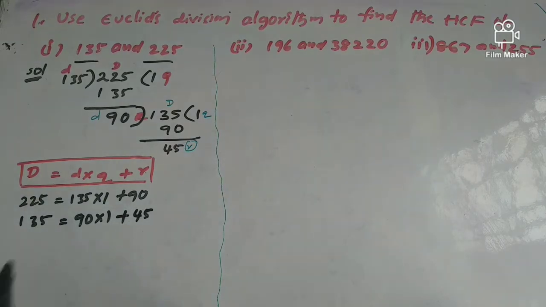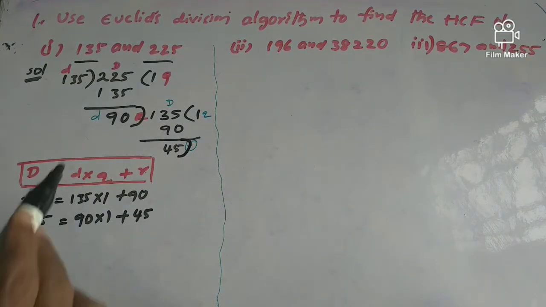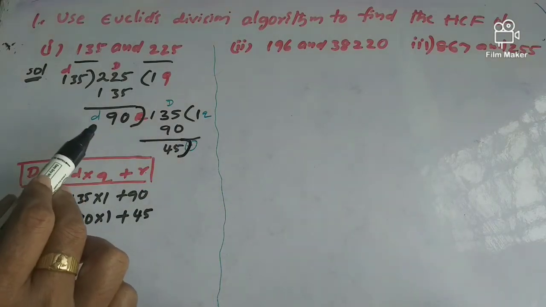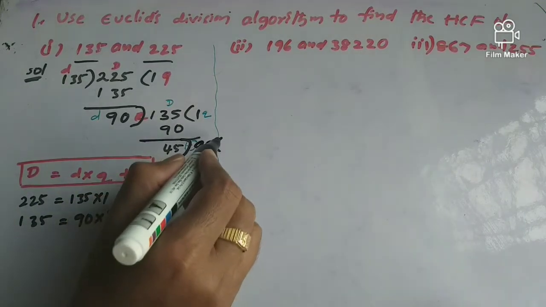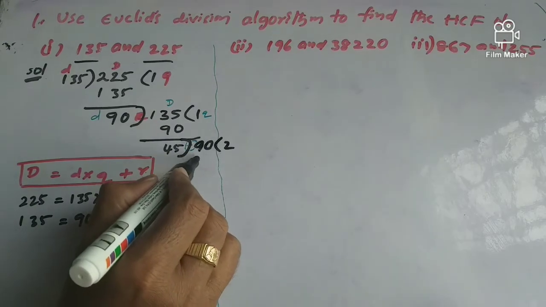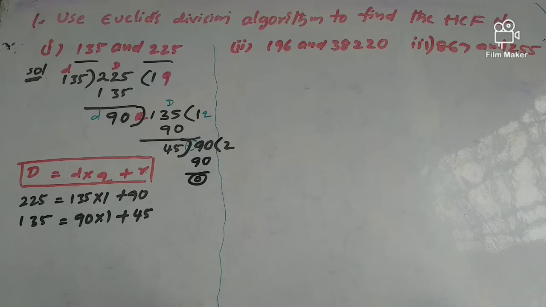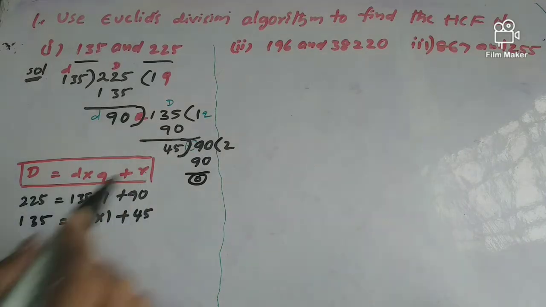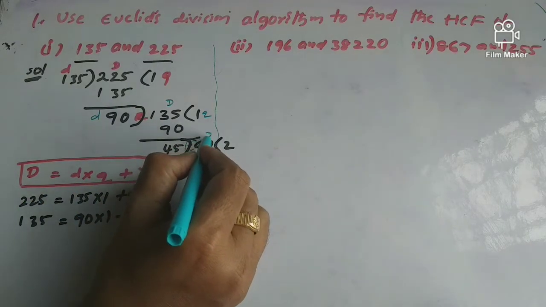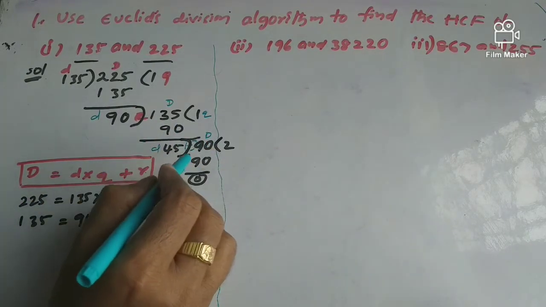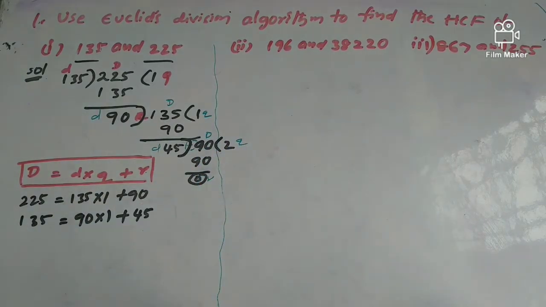So the second step is over. After that this 45 will be taken as the divisor and the divisor 90 becomes the dividend. So 45 divides 90 two times. Two 45s are 90. The remainder is 0 in this case. Now we will write the third step. This is the dividend, this is the divisor, it is dividing 2 times, this is the quotient. The remainder is 0 in this case.